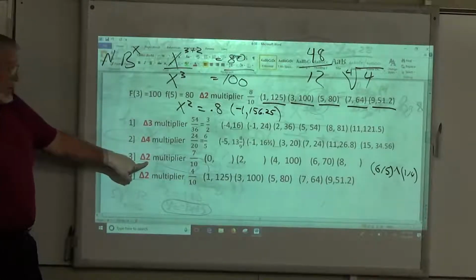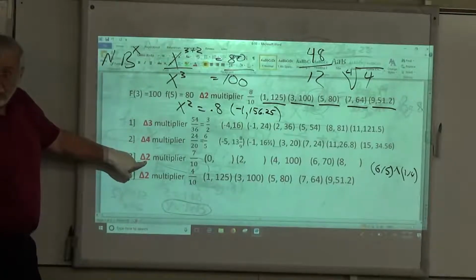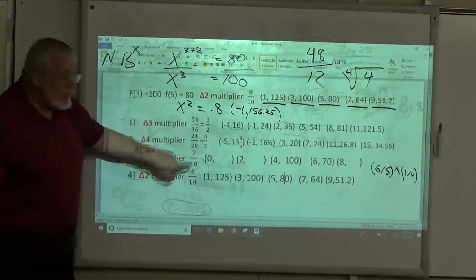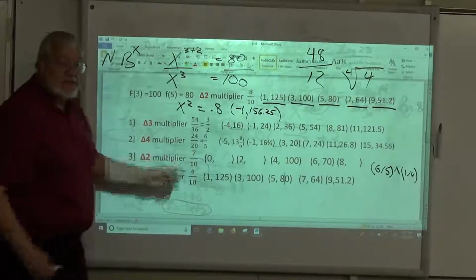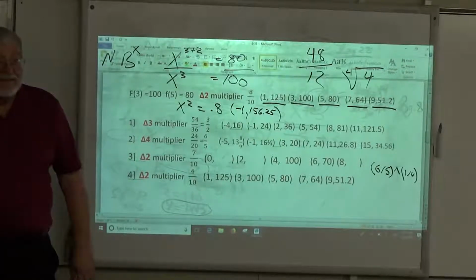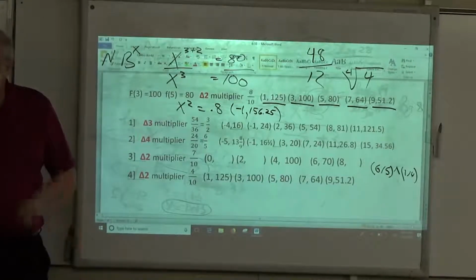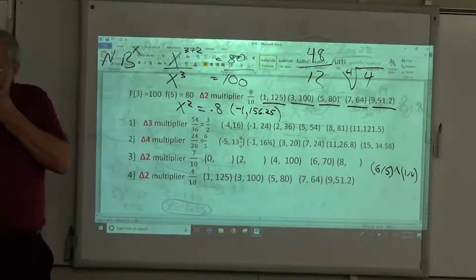So what would happen here? If it's going up by 2, that's the square root, right? What is the square root of 7/10? That's 7/10 raised to the half power. Find that in the calculator.